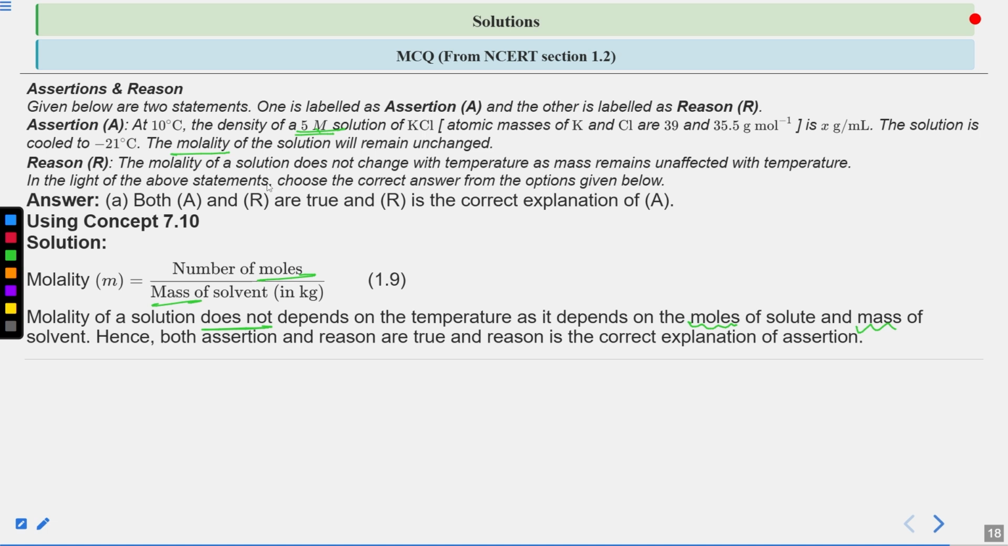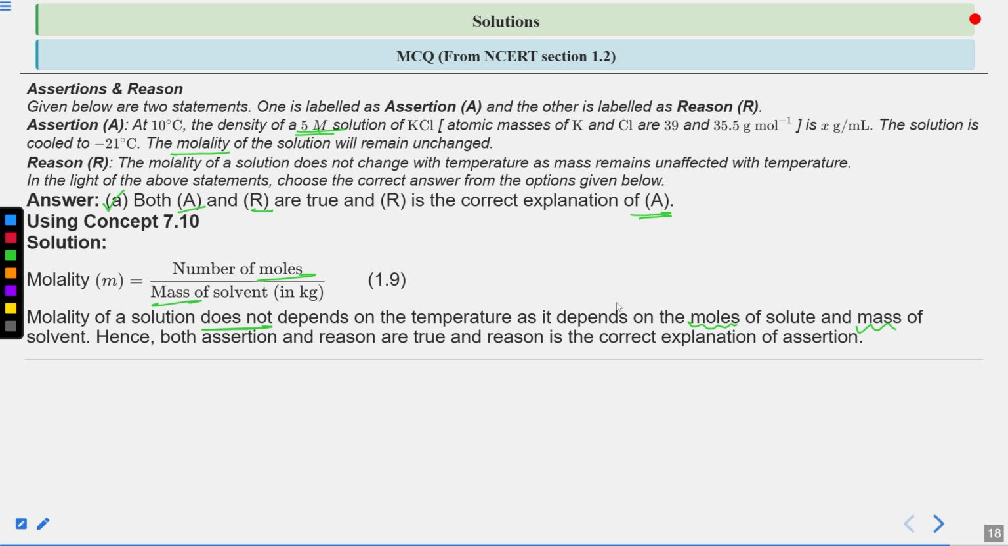Now, the reason says that the molality of a solution will not change with the temperature because the mass remains unaffected with temperature. The assertion statement and reason statement both are correct in their own way, and also the reason is the correct explanation of the assertion. It is correctly explaining the assertion statement. Hence, our correct answer is option A. That is, both A and R are true, and R is the correct explanation of A.